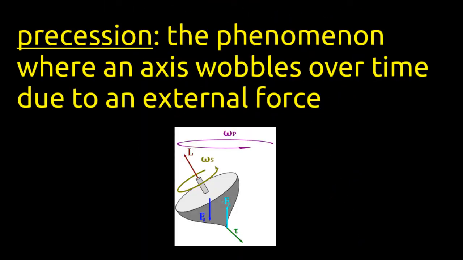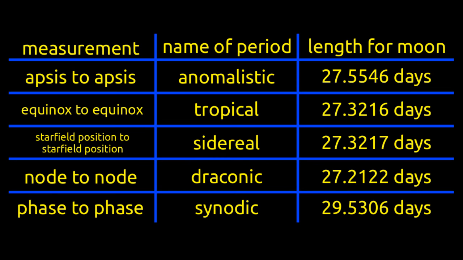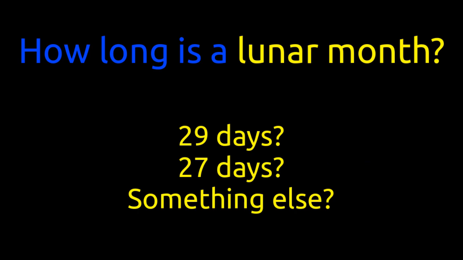Their orbits precess too. The sum effect of all precessional effects is that the Draconic month is slightly shorter than the tropical month, which is a tiny amount, just 7 seconds shorter than the Sidereal month, which is slightly shorter than the Anomalistic month. So is 27 days or 29 days a lunar month? Yes.